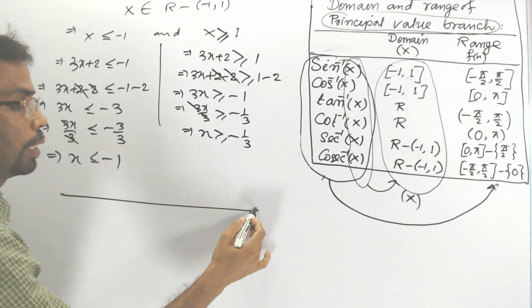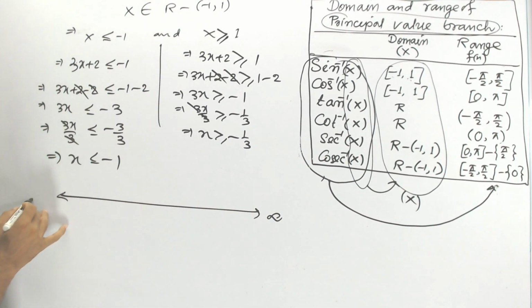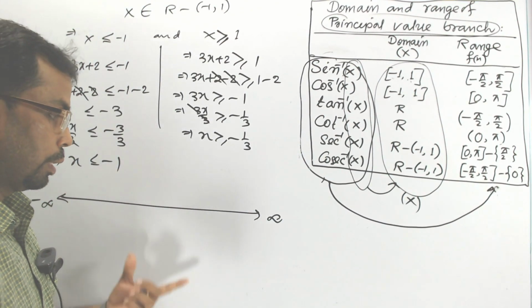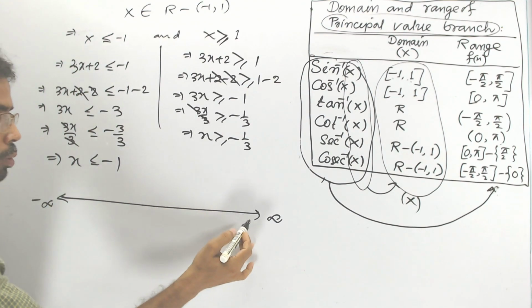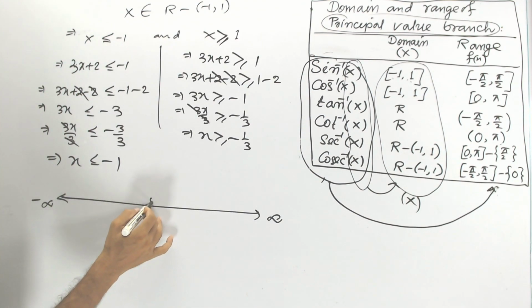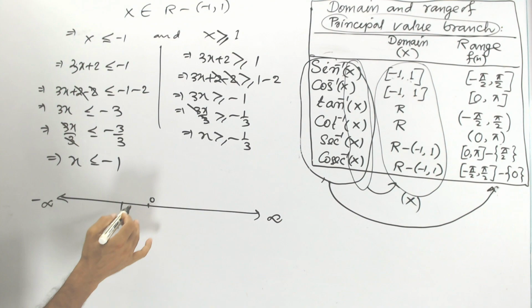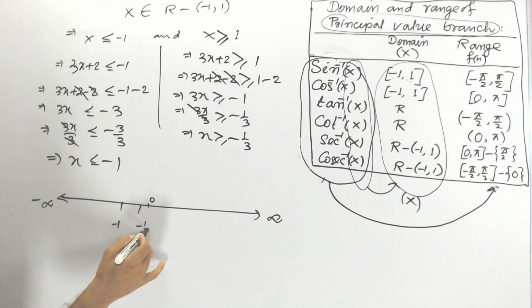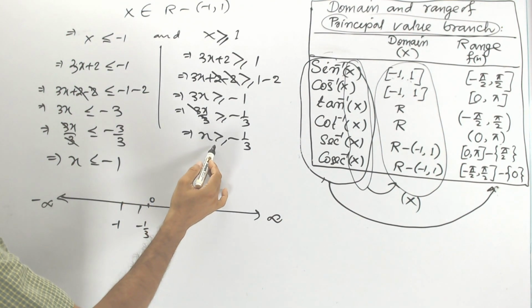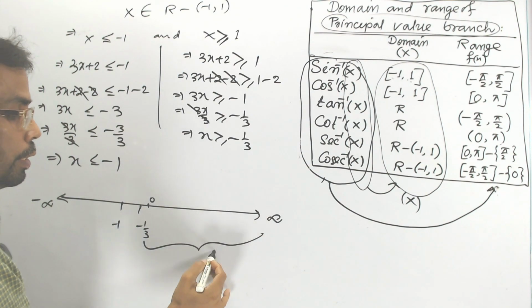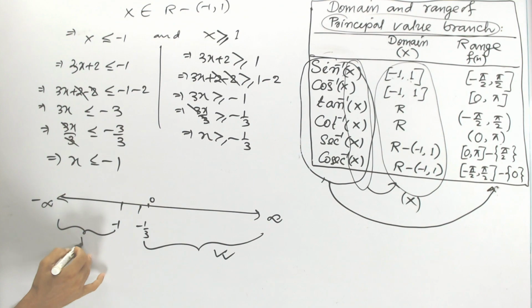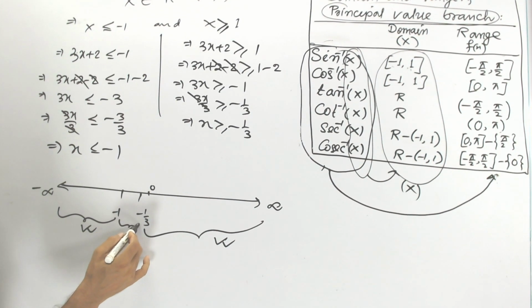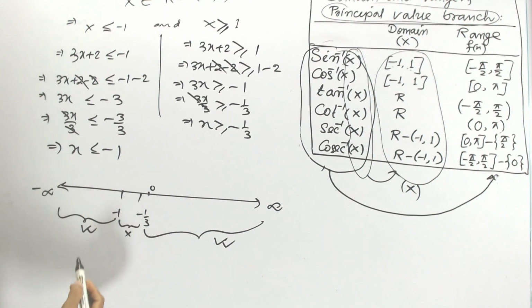To write the interval, always try to understand with the real line, which is from minus infinity to plus infinity. Minus 1, 0 is here, minus 1 somewhere here, and minus 1 by 3 will be somewhere here. Greater than minus 1 by 3, that means this side, according to this. Less than minus 1, less is always left side, remember. Then how will we write? It cannot be in between minus 1 and minus 1 by 3. Now how will I write the domain?